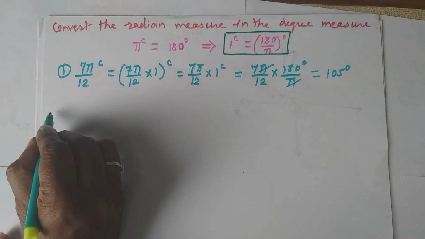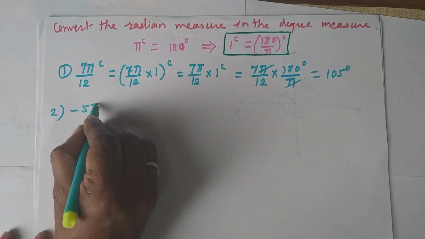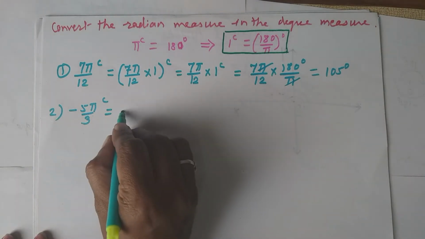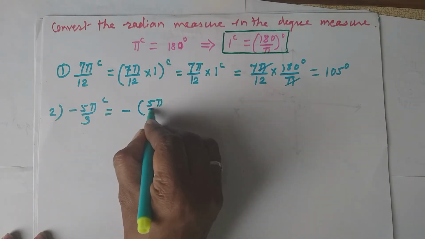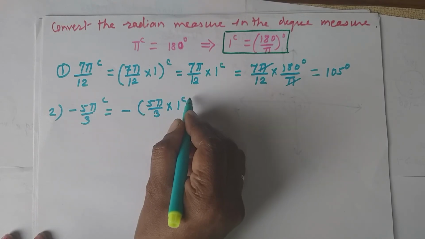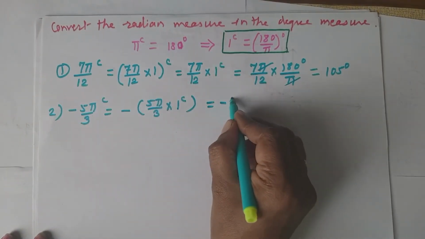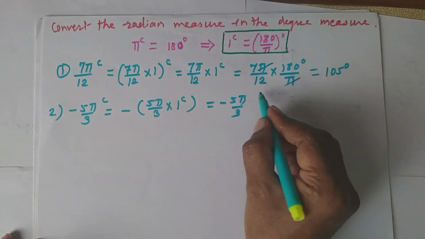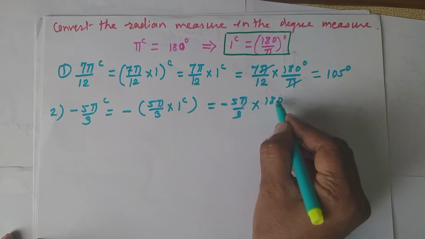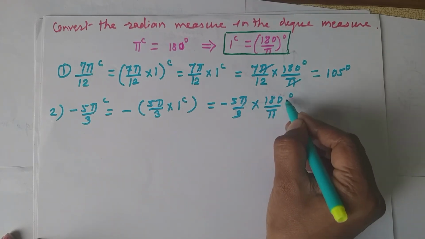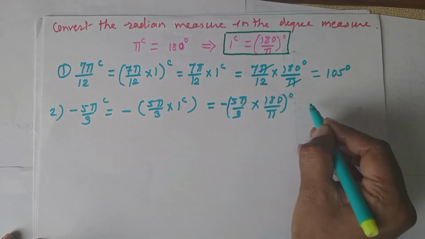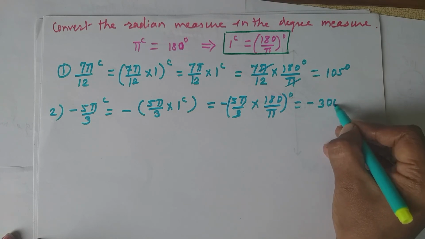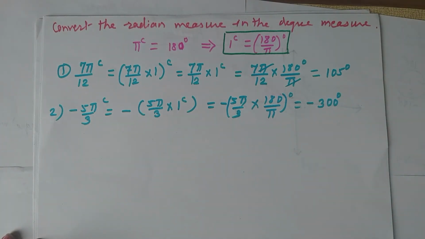Now see the next problem. Suppose the angle is minus 5 pi by 3 radians. Keep the minus sign as it is. This is nothing but 5 pi by 3 times 1 radian. Now keep the value of 1 radian. The value of 1 radian is what? 180 divided by pi degree. And the angle will get converted into degree. Then do the calculation. After simplification, this is nothing but the angle of 300 degree.